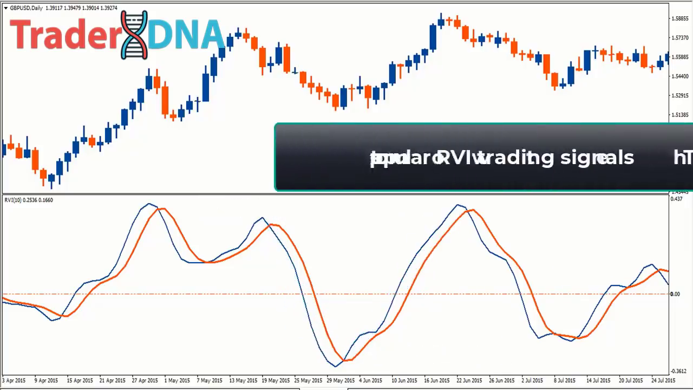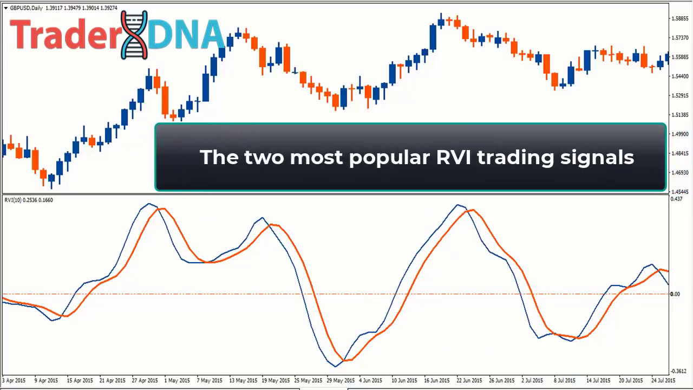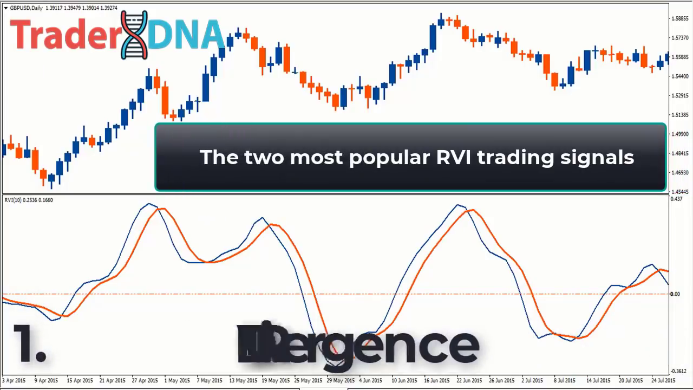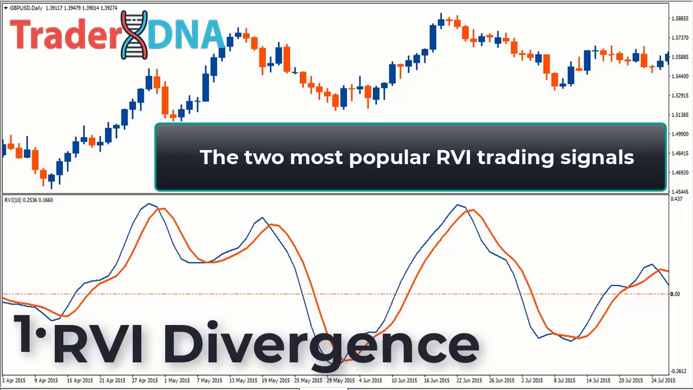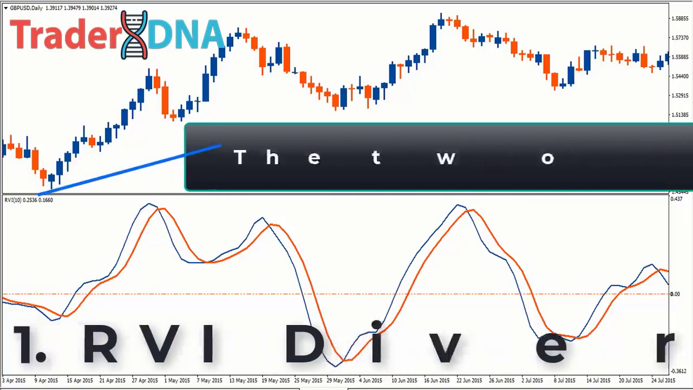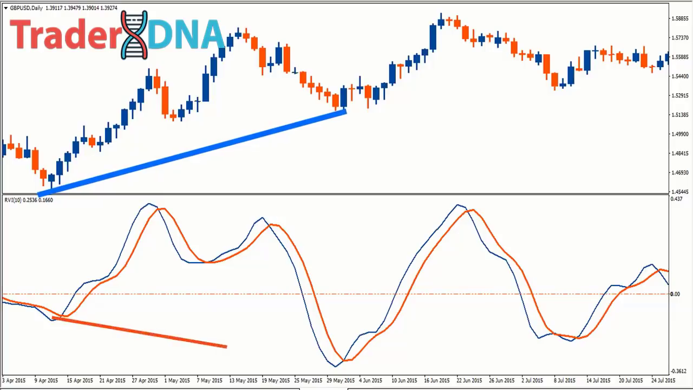The two most popular RVI trading signals. First, RVI divergences. Divergence between the RVI indicator and price suggests there will be a near-term change in the trend in the direction of the RVI's trend. So, if a security price is rising and the RVI indicator is falling, it predicts the security's price will reverse over the near term.